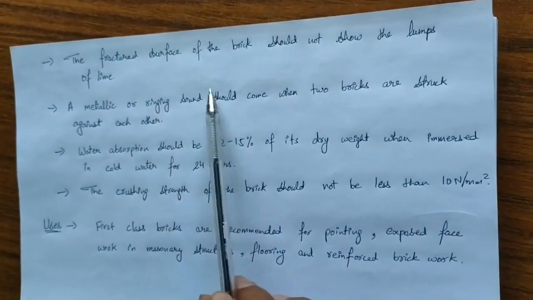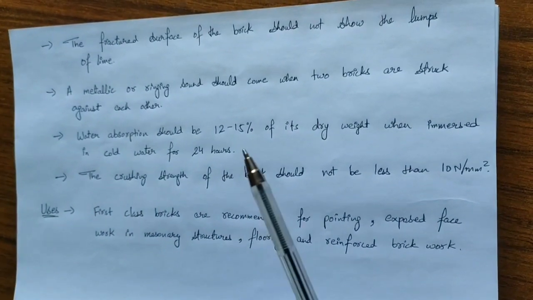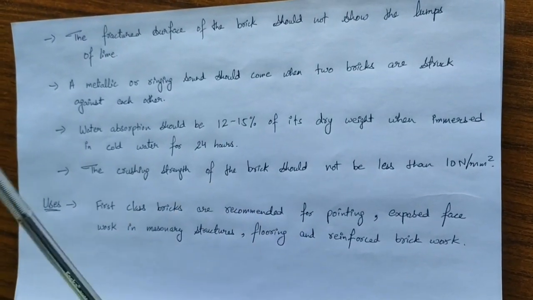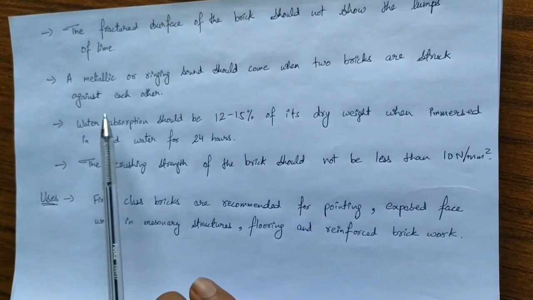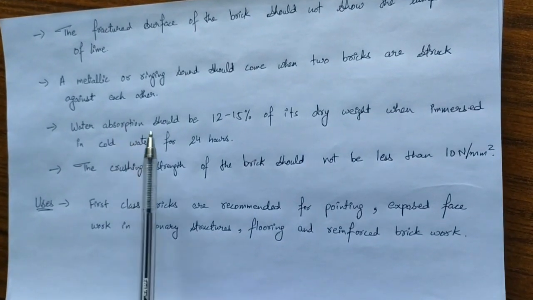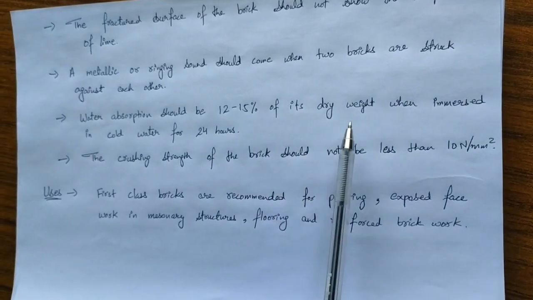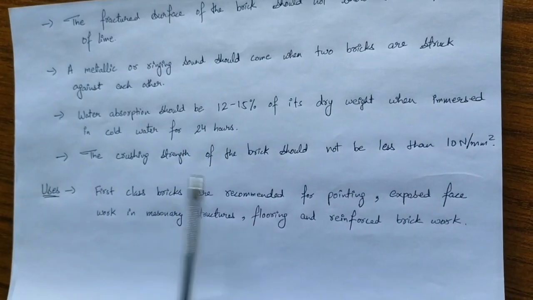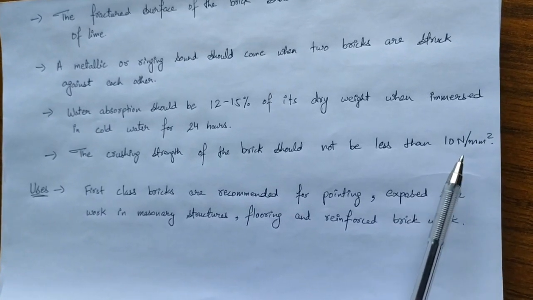The fractured surface of the brick should not show lumps of lime. So when you break the bricks, there should not be any lumps of lime in there, that whitish color. A metallic or ringing sound should come when 2 bricks are struck against each other. Water absorption should be 12 to 15% of its dry weight when immersed in cold water for 24 hours. The crushing strength of the brick should not be less than 10 Newton per mm square or 10 megapascal.